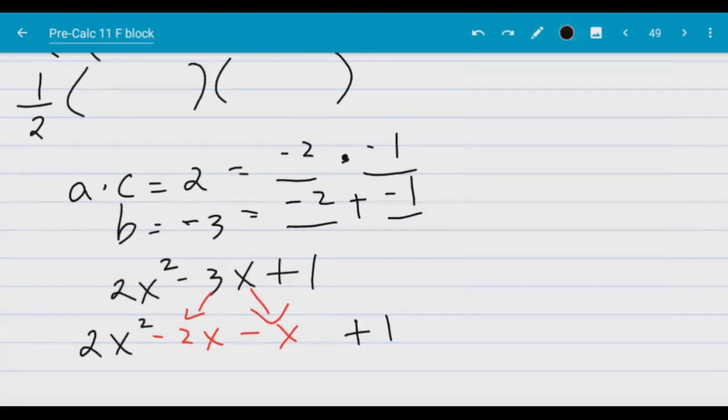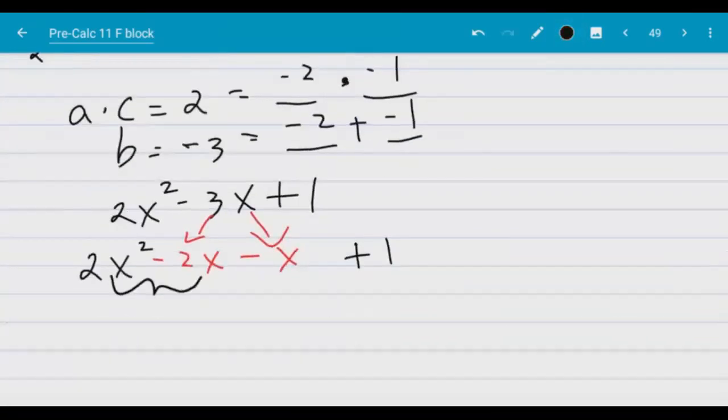Here we go. We are now going to factor these two terms, and that would be 2x times x minus 1.